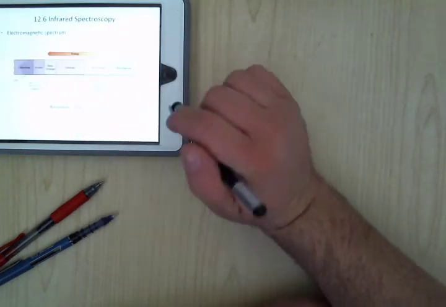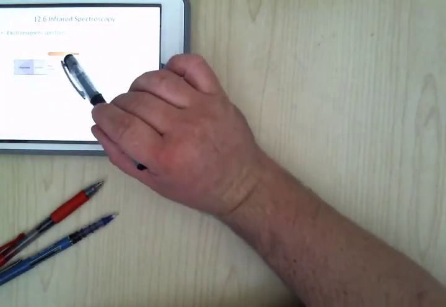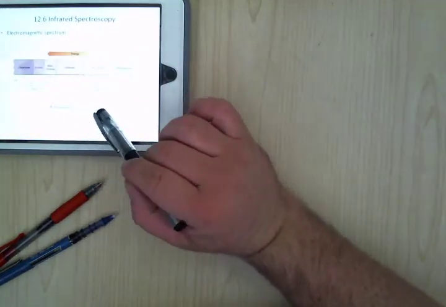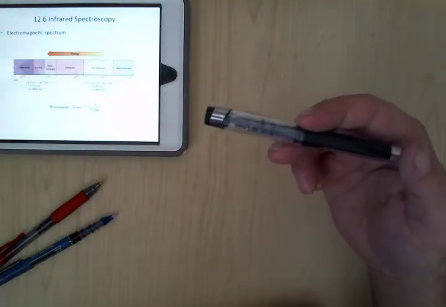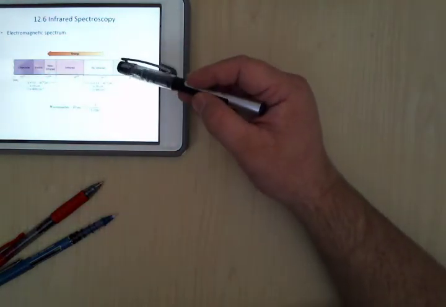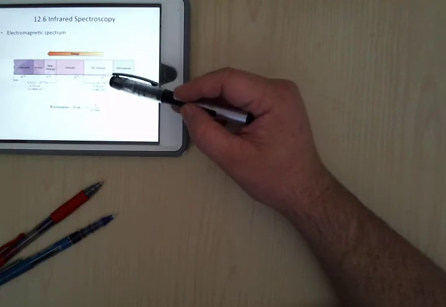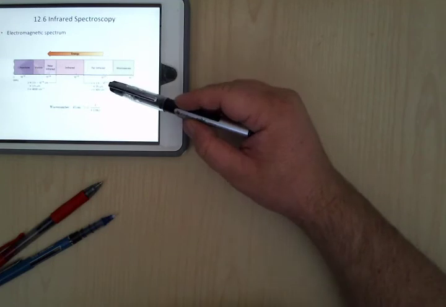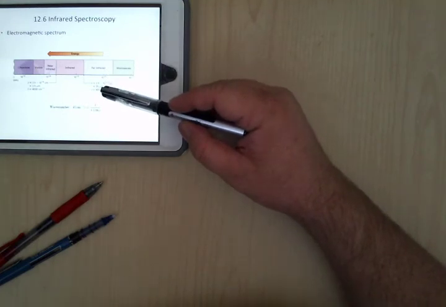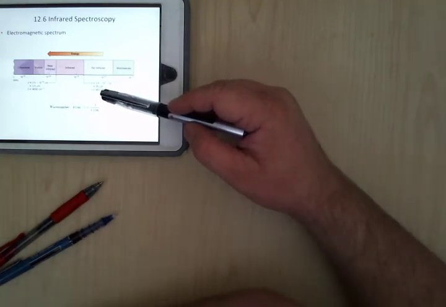Okay, and again, we're talking about the infrared spectrum here, right? And the wave number is just 1 over the wavelength, right? So instead of having a wavelength of 0.025, they're going to say we're going to be at 400. This is just an easier number to wrap your brain around, right?